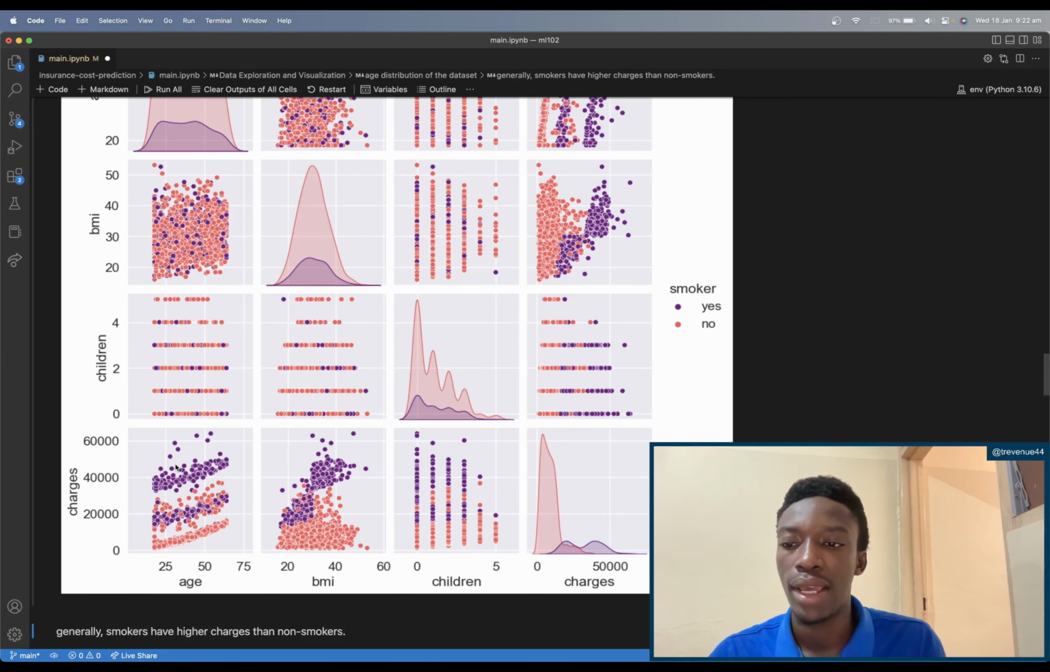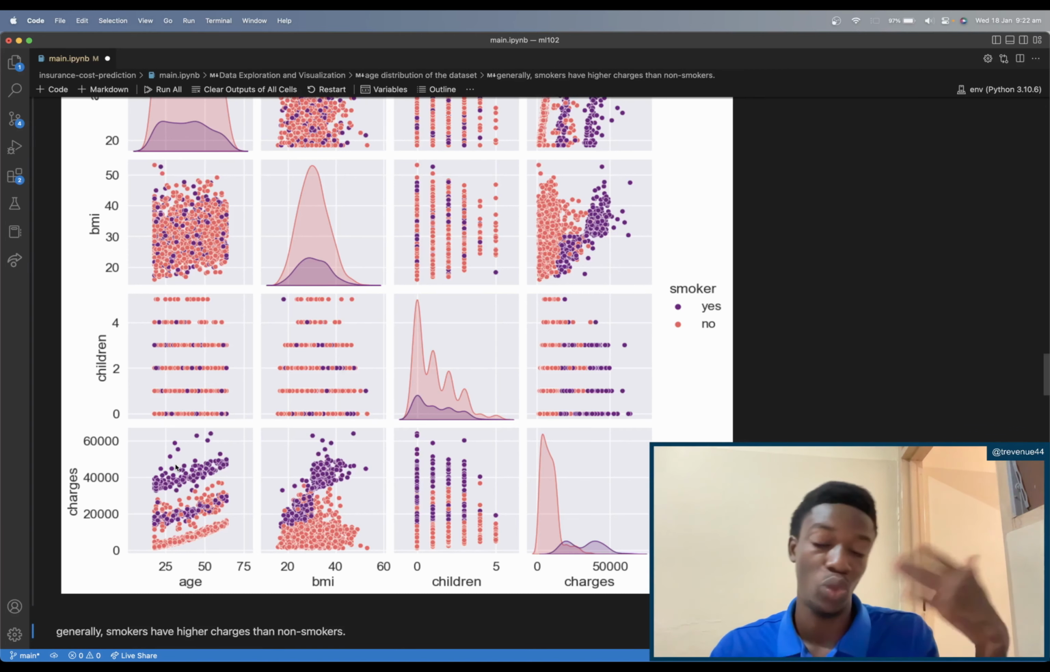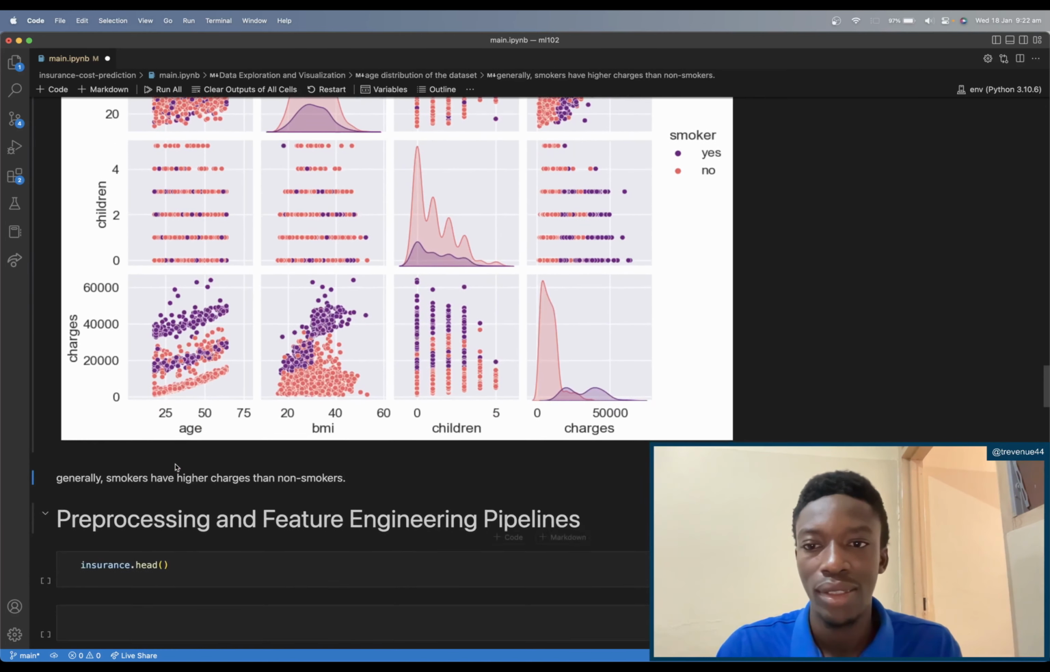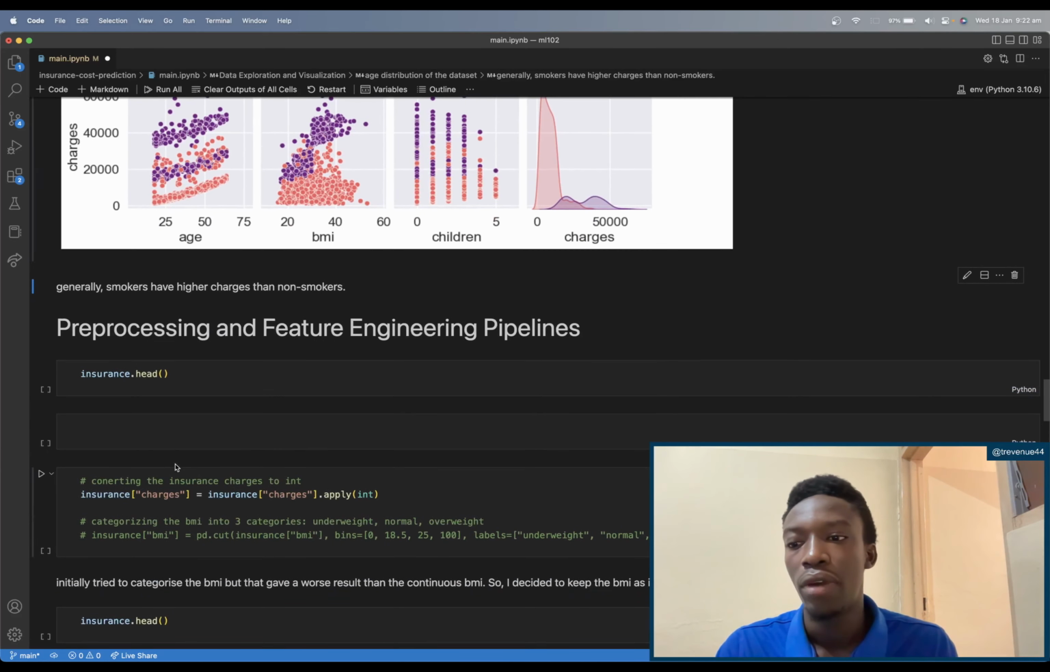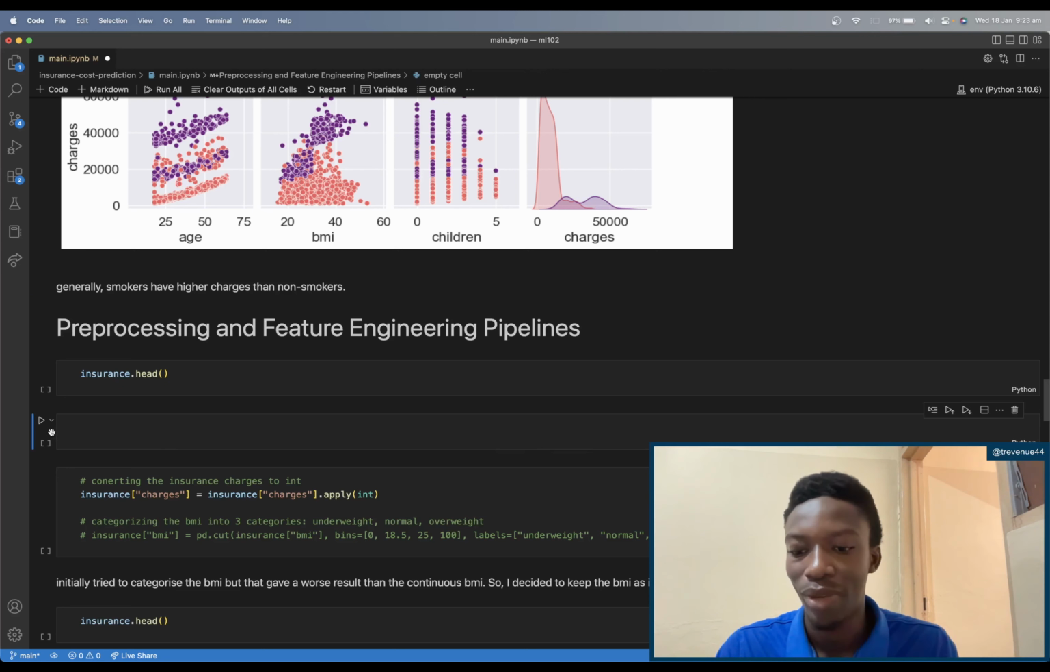So it tells you that the insurance cost of those who are smokers is actually a bit higher than those who are not smokers, generally. That's the insight that I got from that. Then I went ahead to do some data feature engineering, just to make sure that my data is set.